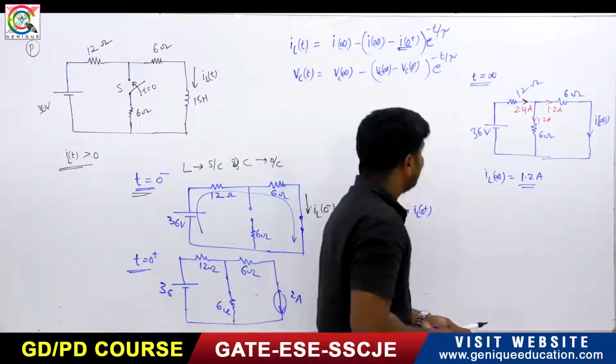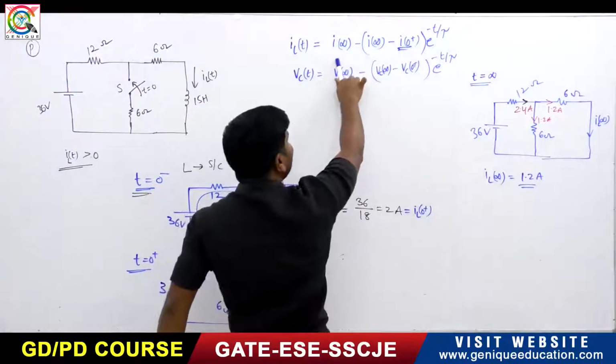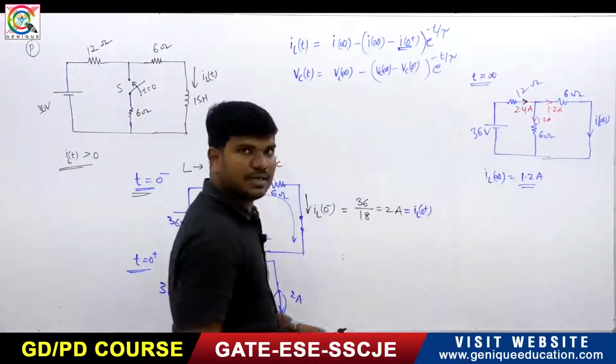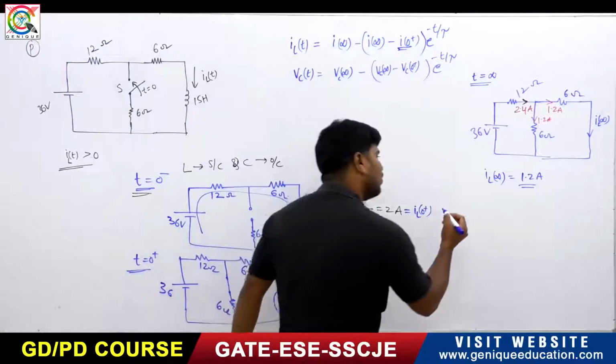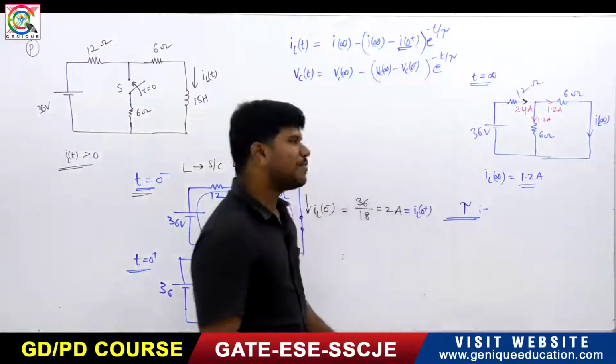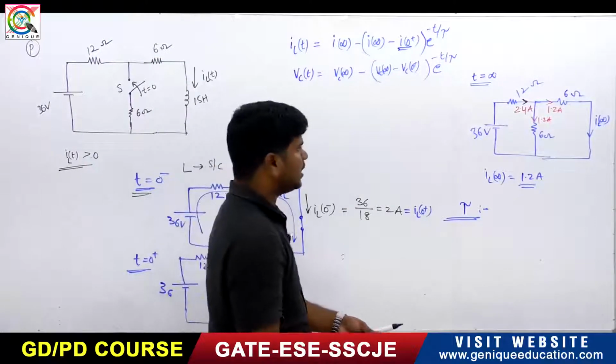Okay. So now IL of infinity is calculated and IL of 0 plus is also calculated, right? Now what is the thing remaining? We have to find the tau. For finding the tau, how can you find it? Okay, time constant. How can you find the time constant?